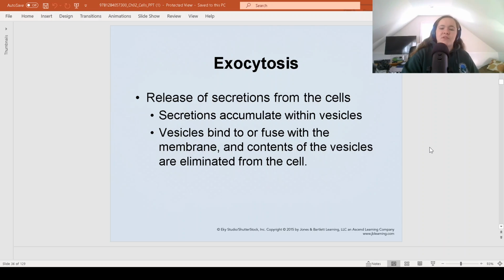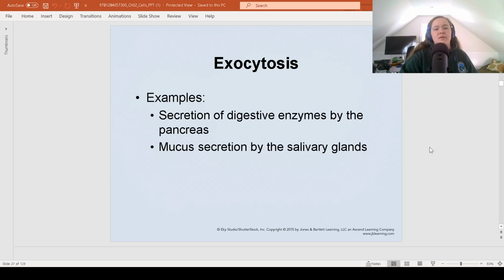Exocytosis is the release of secretions from cells, and secretions accumulate within vesicles. Vesicles bind to or fuse with a membrane, and the contents of the vesicles are eliminated from the cell. Examples of this are secretions of digestive enzymes from the pancreas or mucus secretion by the salivary glands.